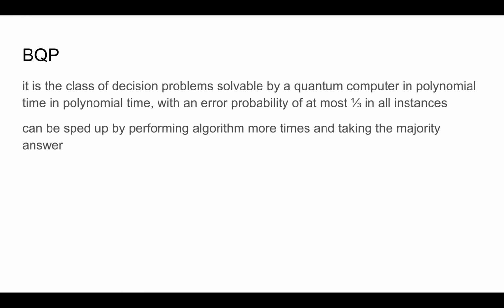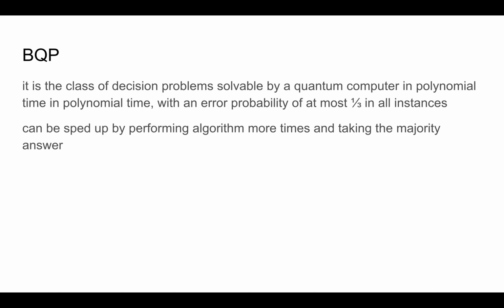The error probability of the BQP algorithm can be reduced by repeatedly performing the algorithm multiple times. After you perform it, let's say n times, you take the majority answer, and this will reduce the error probability and make it as close to 0 as possible. BQP can also be thought of in terms of a quantum Turing machine. Specifically, the quantum Turing machine should accept any problem in the language at least 2/3 of the time and reject 1/3 of the time.